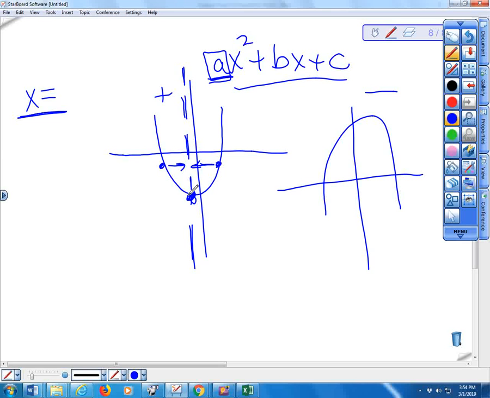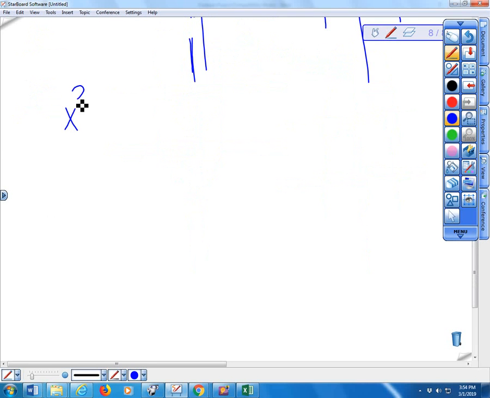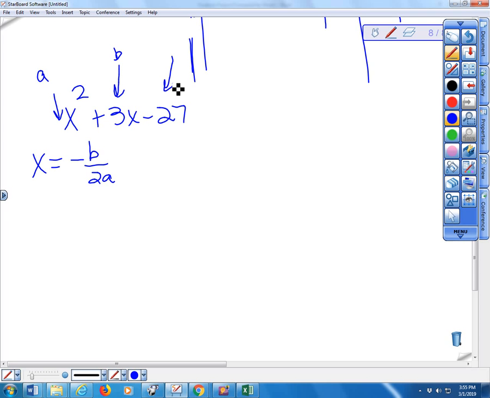Well, to find the x-coordinate of the vertex is the equation negative b over 2a, where this is a, which is just 1, this is b, this is c. I don't use c to find the vertex. So the vertex is negative b over 2a. So that's negative 3 over, actually there is a 2 there, sorry, over 4. So my axis of symmetry is the line x equals negative 3/4.